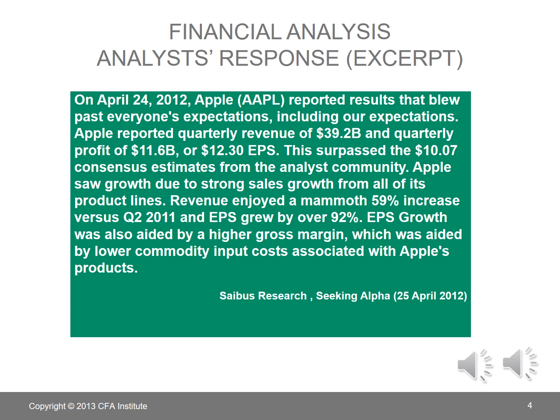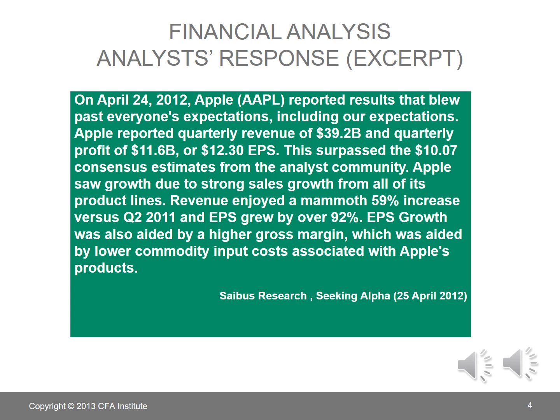So basically, they were expecting, based on their analysis for previous quarters, for example, they put a number where they expect the growth that Apple can achieve, and the margins and things like that. However, Apple performed very well and surpassed those expectations. Apple reported quarterly revenue of $39.2 billion and quarterly profit of $11.6 billion, or 12.30 EPS.